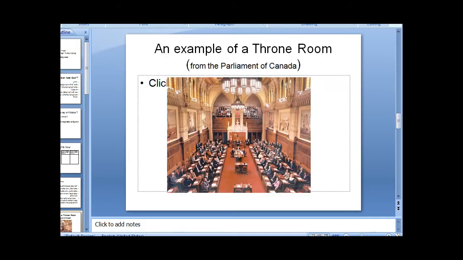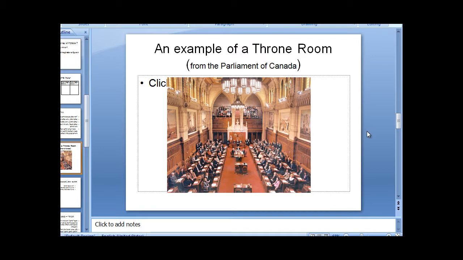And here you have a human throne room. Guess where I come from. This is the Senate in Ottawa. And if you zoom in closely enough, you can see the thrones at the front of the room: the throne for Her Majesty the Queen, for His Royal Highness the Prince Consort, and then behind him for the Speaker of the Senate. So the idea of the throne as the center of attention.